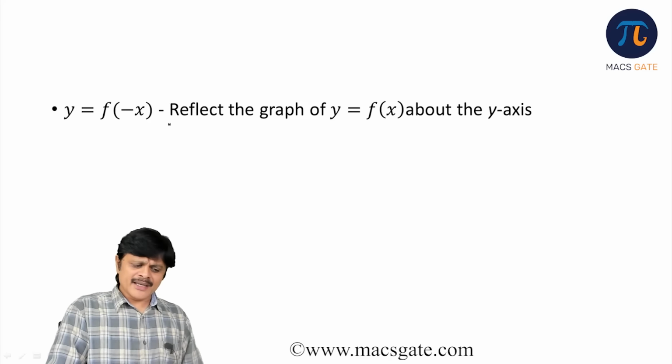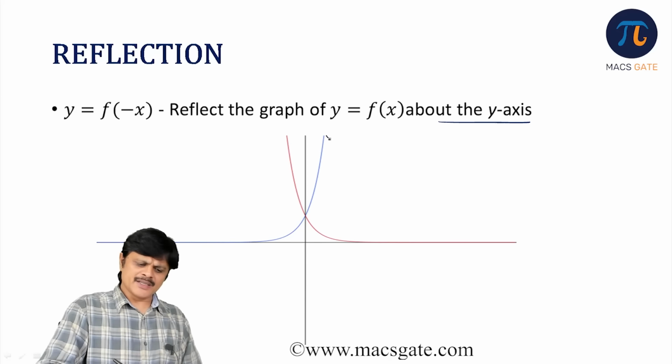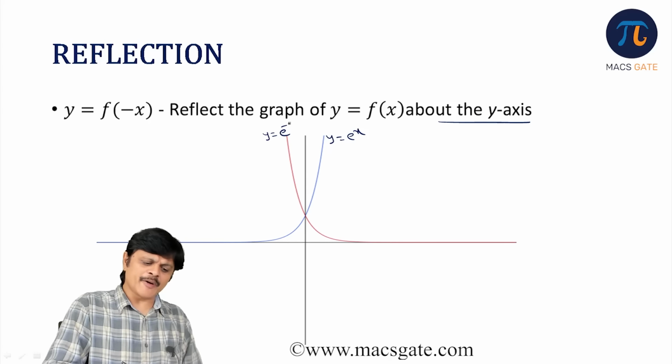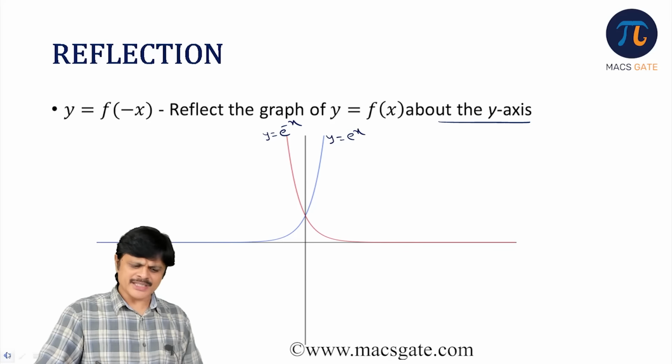Now same thing, f of minus x means reflection about the y-axis. You can take the example for this also. Yeah, so this is y is equal to e power x, and this is y is equal to e power minus x. The red one is the y is equal to e power minus x graph. So this is about it.